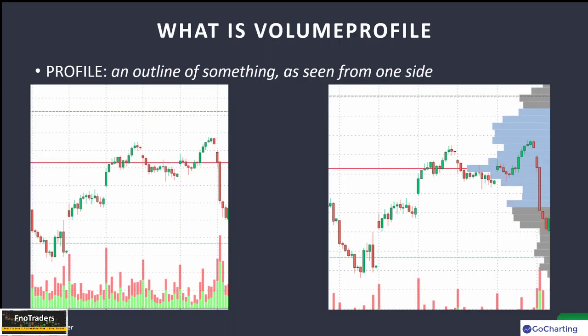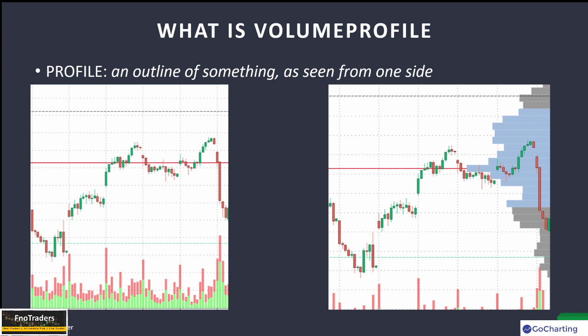So okay, what is a profile? First of all, if you go by the dictionary definition, a profile is an outline of something as seen from one side. That is what a profile is all about, and that's eventually the essence of market profile or volume profile or anything, right?